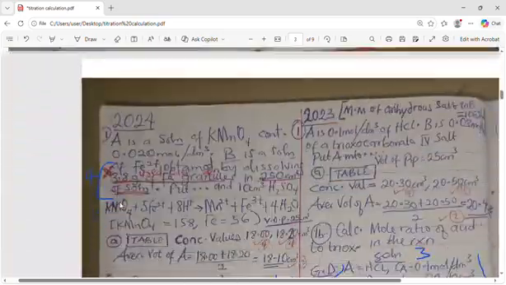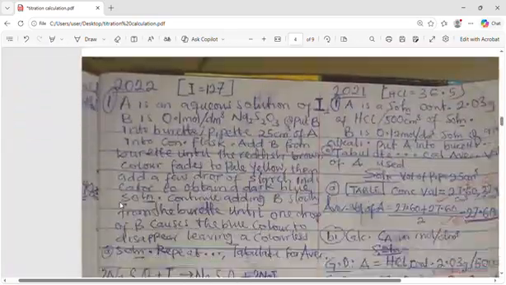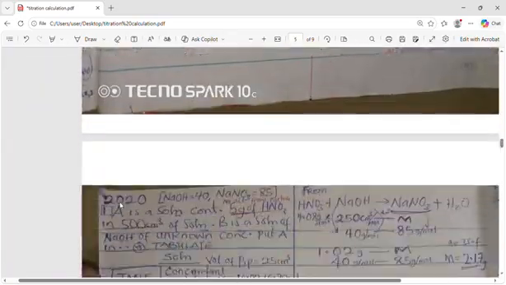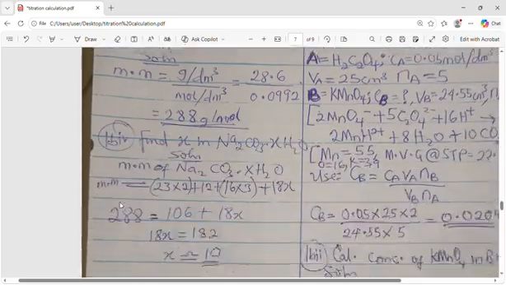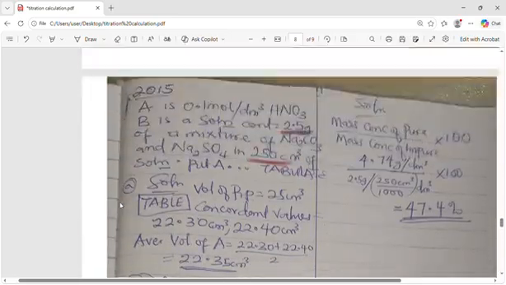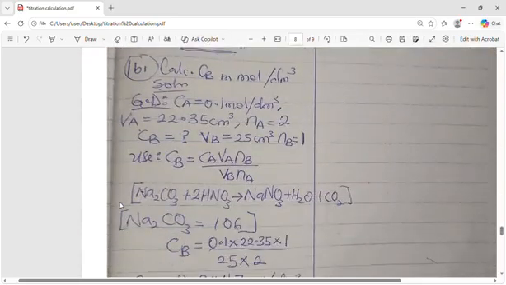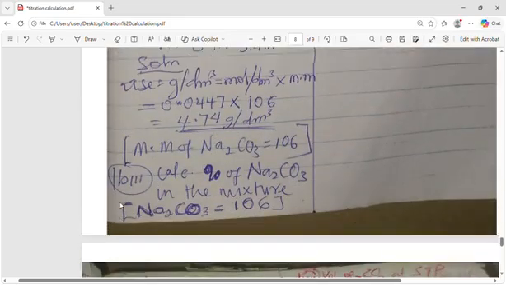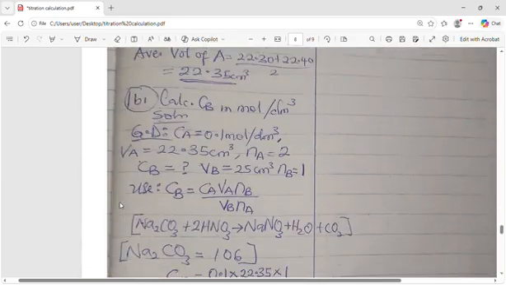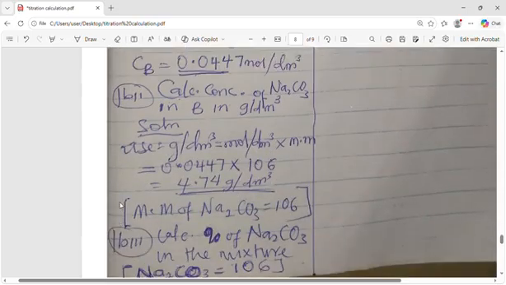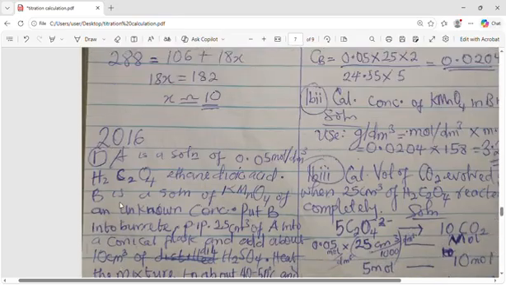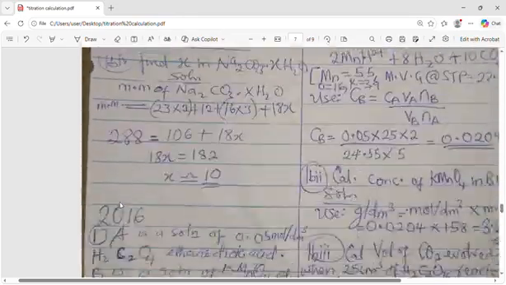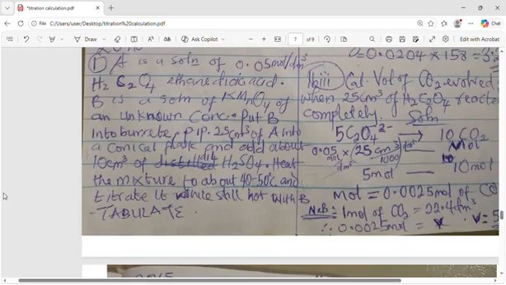That kind of question, let me just go and check and show you. This is the question I'm referring to as carbon dioxide. This is the last question here. Is it 2015 for CO2? Okay, it's not 2015, this is it, 2016. In 2016 they talked about CO2, that you should calculate the volume of CO2 evolved at STP.